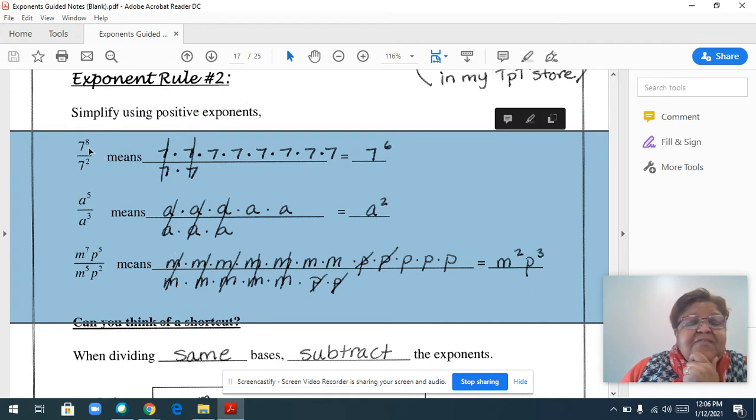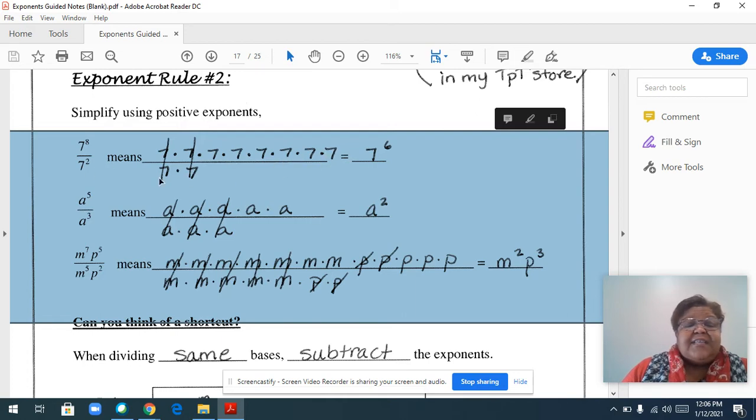So if I have 7 to the 8th power divided by 7 to the 2nd power, or 7 squared. 7 is my base, so we have same bases. So let's expand these. 7 to the 8th power is going to be 7 multiplied 8 times: 7 times 7 times 7 times 7, and so forth. You can count that there are 8. 1, 2, 3, 4, 5, 6, 7, 8.